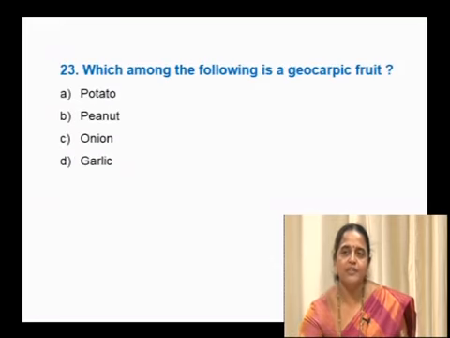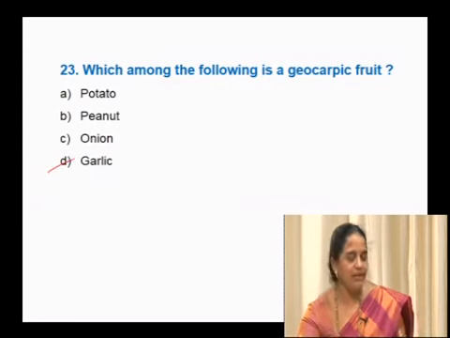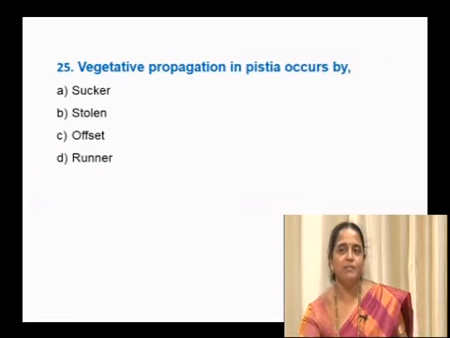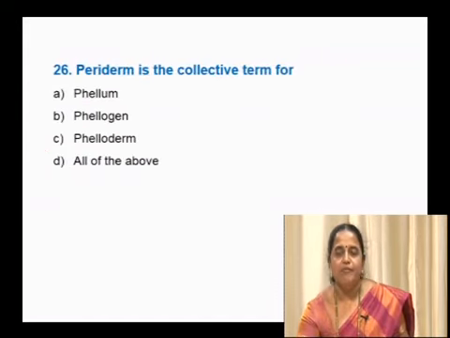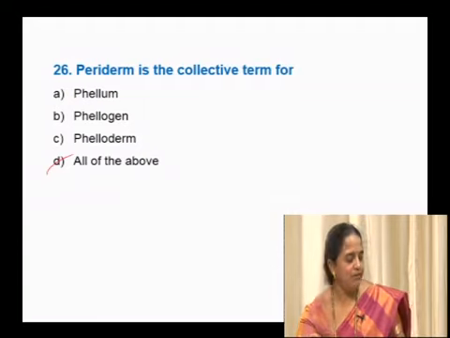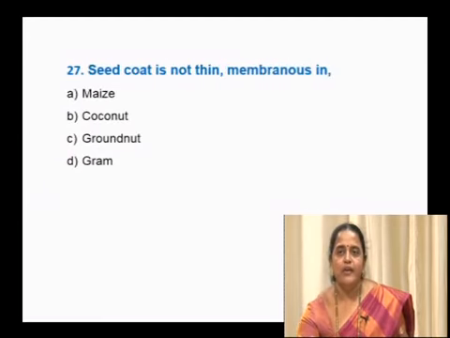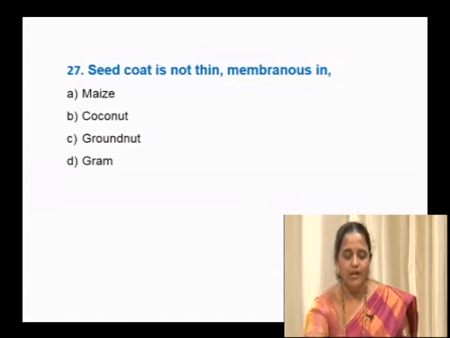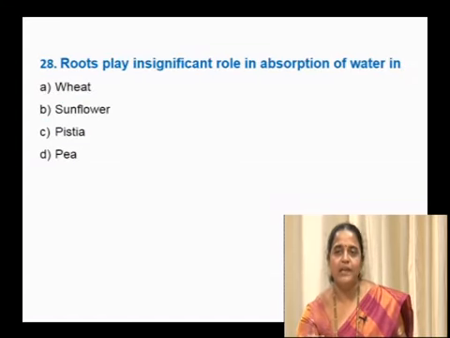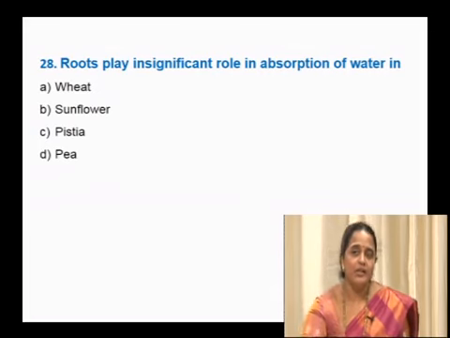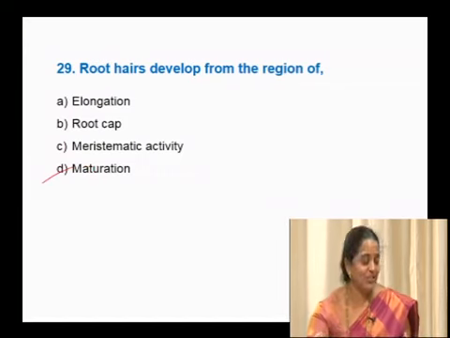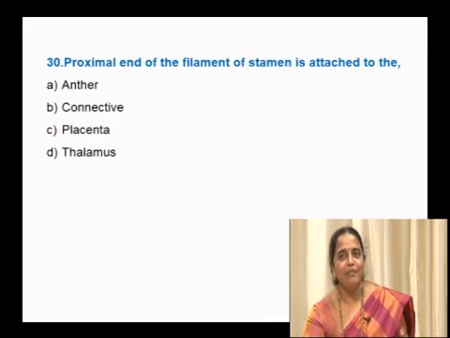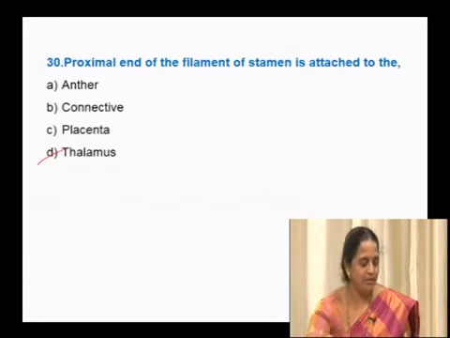Which among the following is a geocarpic fruit? The fruit developing below soil is garlic. Vegetative propagation in Pistia, a hydrophyte, is by offset. Periderm is the collective term for all the above: phellem, phellogen and phelloderm. Seed coat is not thin, membranous in coconut. Roots play an insignificant role in absorption of water in Pistia. Root hairs develop from the region of maturation. Proximal end of the filament of stamen is definitely attached to the thalamus.